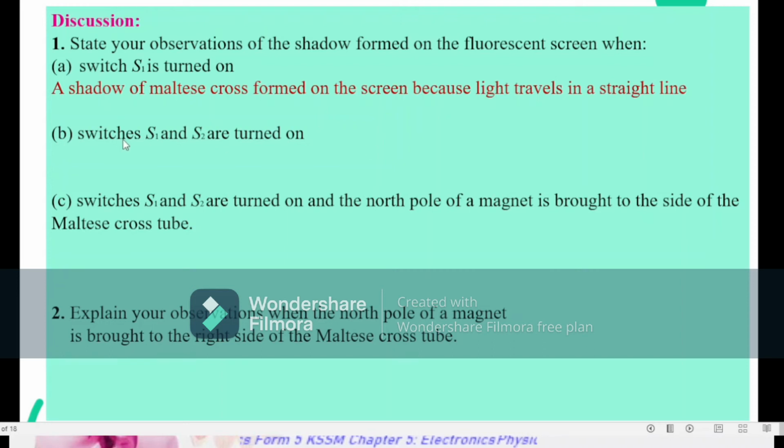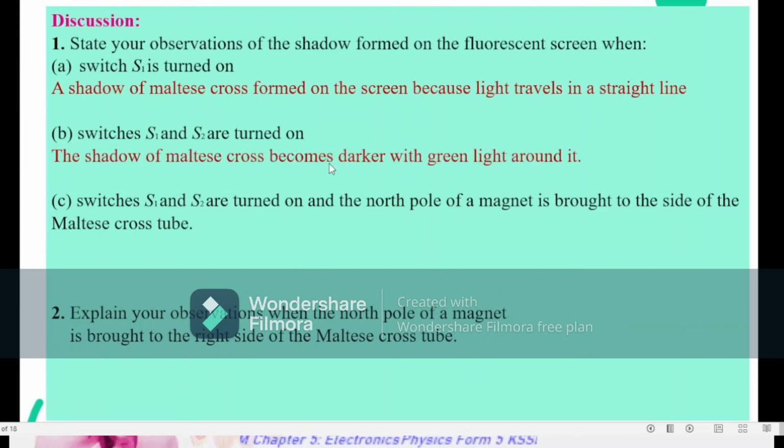B. Switches S1 and S2 are turned on. The shadow of multi-cross becomes darker with green light around it. The green light is caused by kinetic energy of the electrons that converts to light energy, due to fluorescent effect.